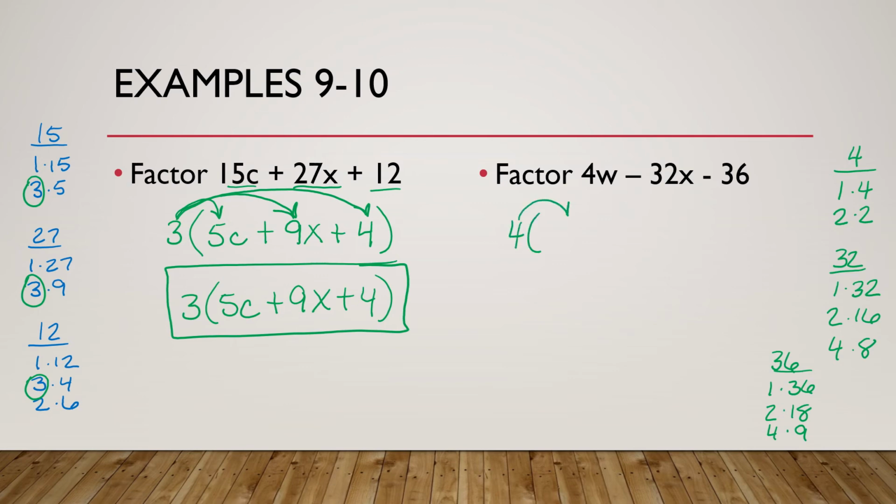So 4 times something should give us 4w. So that's really 1w, but remember we just write that as a w. Don't put that 1 in front of it if you can get used to that. And then 4 times something else should give us 32x, which is 8x. Bring down that minus sign. And then 4 times something else should give us 36, which is 9. So we get 4w minus 8x minus 9.